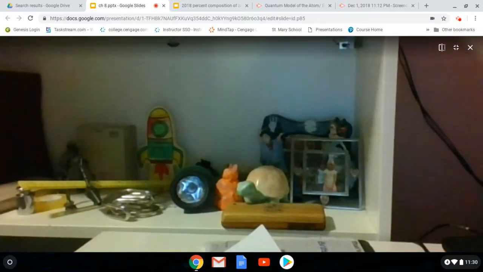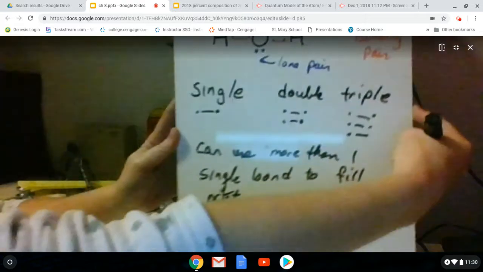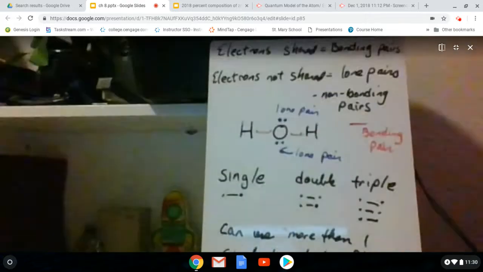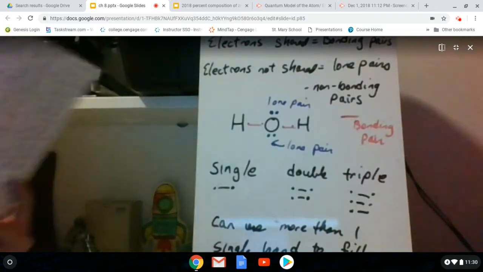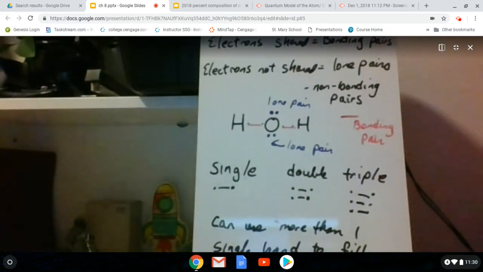And when we talk about covalent compounds, we learn how to demonstrate or illustrate how these electrons are shared with each other. So let's get some terminology straight before we do anything. If we say that there are electrons being shared between atoms, those are known as bonding pairs. If there are electrons not shared, they are called lone pairs or non-bonding pairs.